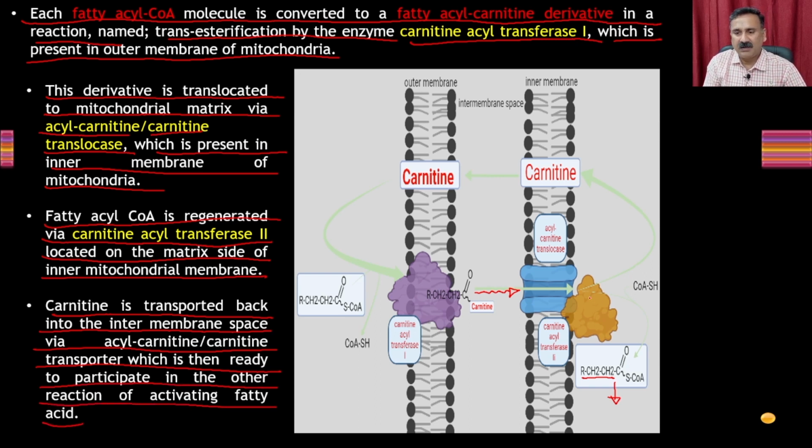So the carnitine that is released is recycled back to the outer membrane, and that's how this carnitine will again participate in the conjugation reaction, and whatever fatty acyl CoA is generated in the cytosol will get into the mitochondria. Now, once the fatty acyl CoA enters the mitochondrial matrix, it participates in beta oxidation.